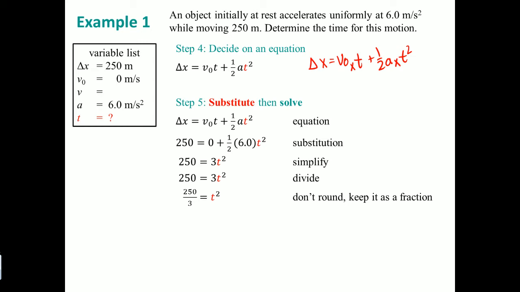Remember, I don't round it. I keep it as a fraction until the end. The reason why is I have to square root both sides to get t alone. I get t equals 9.13. That is me rounding the answer. This is if you want to substitute, then solve.